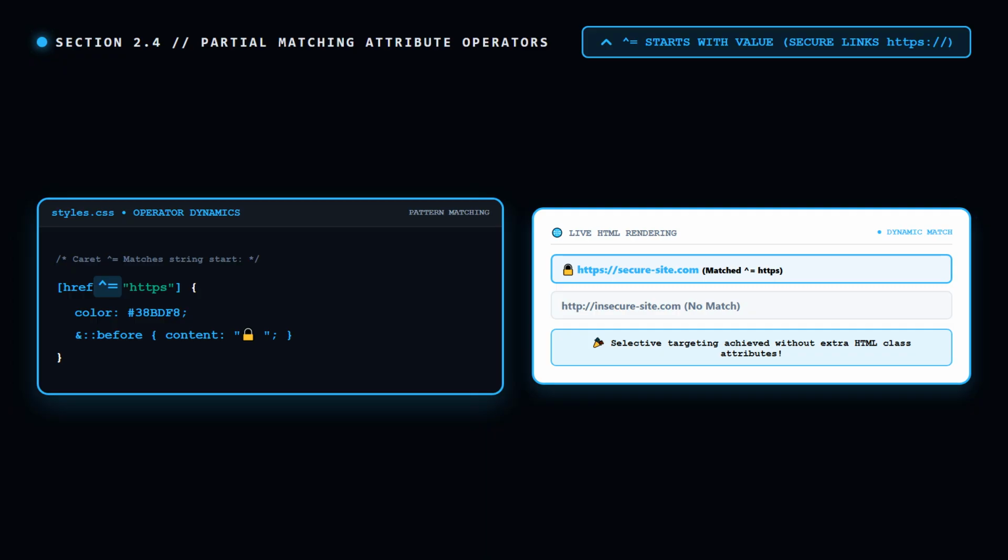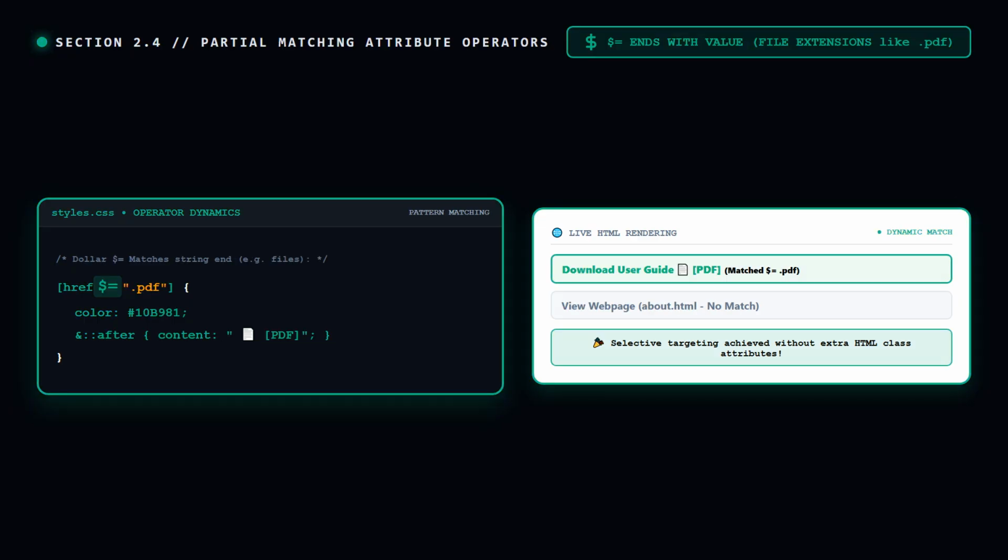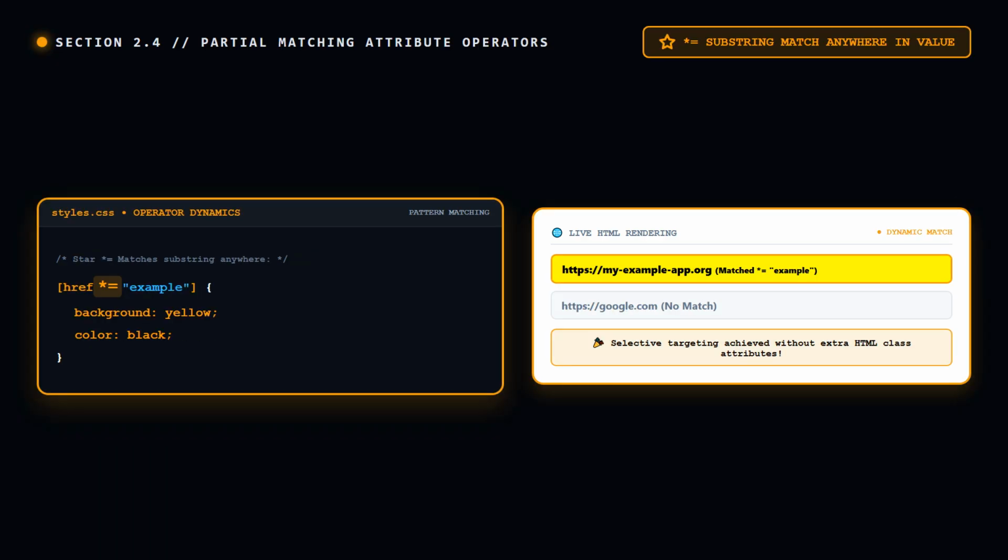The ^= operator selects elements whose attribute value starts with a given string. For example, inside square brackets, href^="https" selects all secure links. The $= operator matches values that end with a given string, perfect for targeting file types, like links ending in .pdf. The *= operator matches any value that contains the substring anywhere, useful for broad text matching.